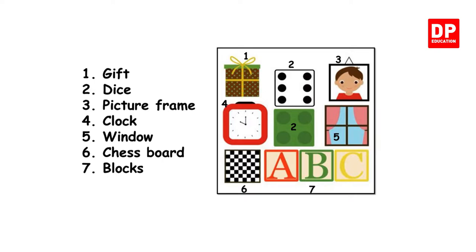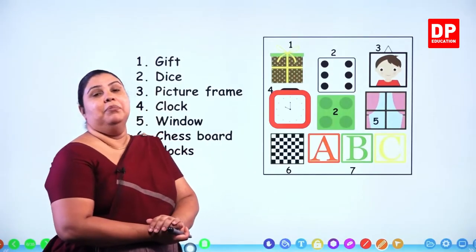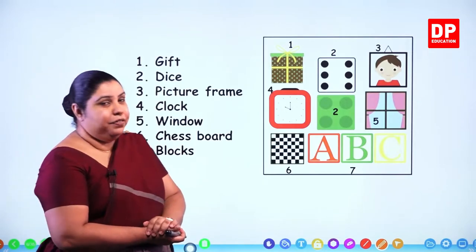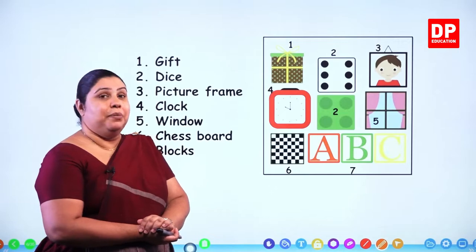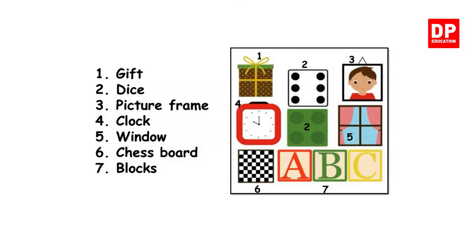There are seven of them, right? Gift. Look at number one. Number one is a gift box. Gift boxes, most of the time, we can see them in the shape of a square. Number two, what do we have as number two?